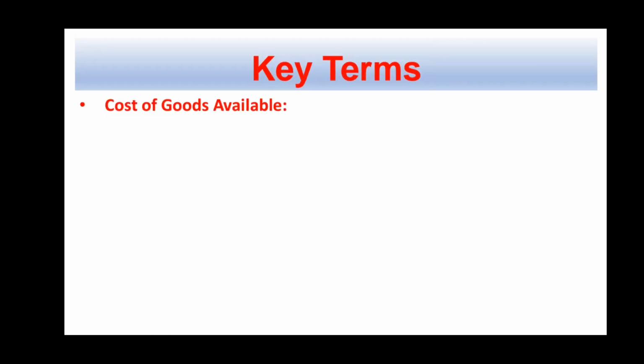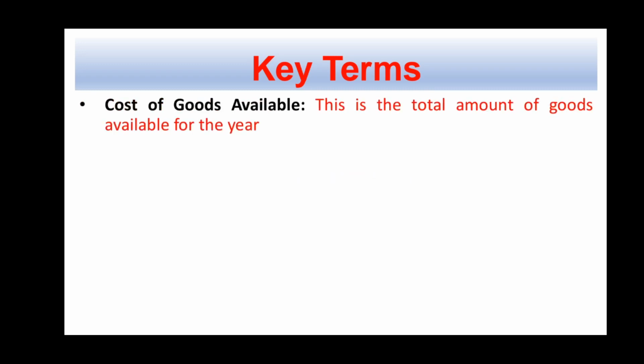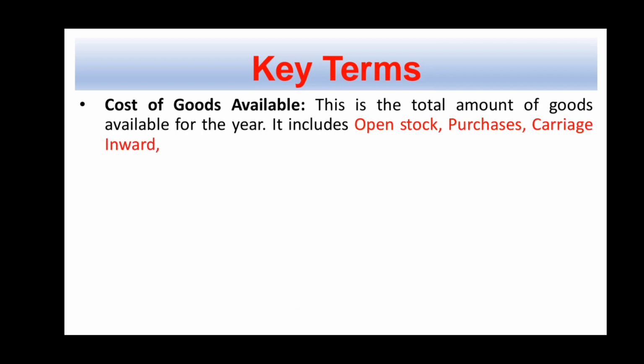Cost of goods available. When we talk about cost of goods available, we are talking about the total amount of goods available in the business for the year, which comprises opening stock, purchases, carriage inward, less return outwards. So this is the total amount of goods available for the year. Immediately we subtract return outwards, what you have at that time is what you call cost of goods available for sales.